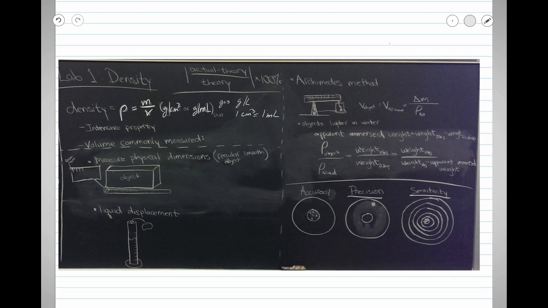You can pretty simply measure the volume of a rectangular prism by measuring the length, the width, and the height and multiplying them together. And if you measure in centimeters, then once you multiply them, you're already in cubic centimeters and you're done.